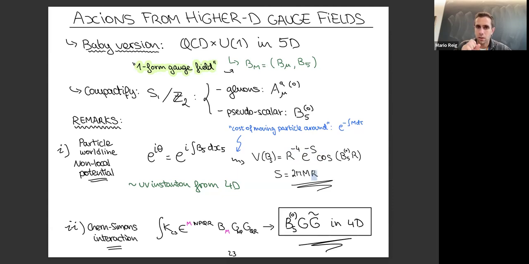R is the size of the extra dimension. M is the size of the cutoff of your theory. So this can be made much larger than 1, so that any non-perturbative effect breaking the shift symmetry of B5 on top of QCD is going to be exponentially suppressed.